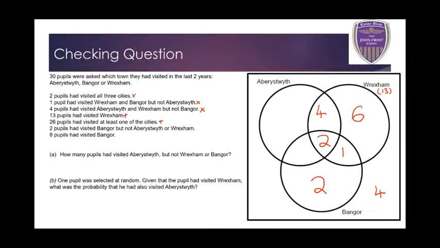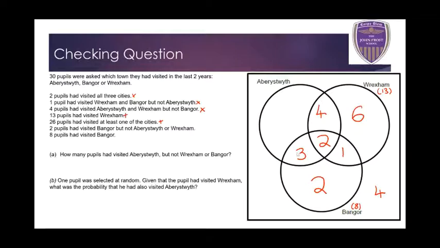And 8 pupils in total have visited Bangor. So therefore, all the numbers in this circle have to add up to 8. 2 plus 2 plus 1 is 5. Therefore, the missing number is 3.